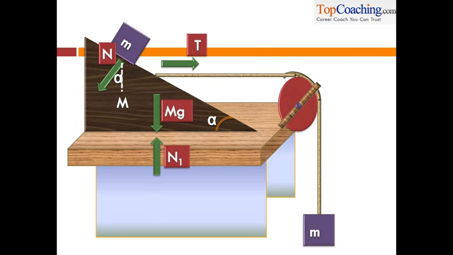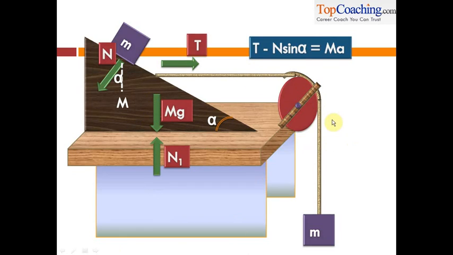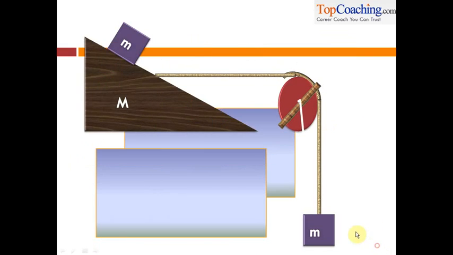Applying Newton's second law of motion in the horizontal direction, we get T minus N sin alpha equal to capital M into A. Here A is the acceleration of the wedge, isn't it? There's no doubt about it. N sin alpha is the component of the normal reaction in the horizontal direction. We don't have to write the equation in the vertical direction because that involves N1, and we don't want an extra variable N1 being involved.